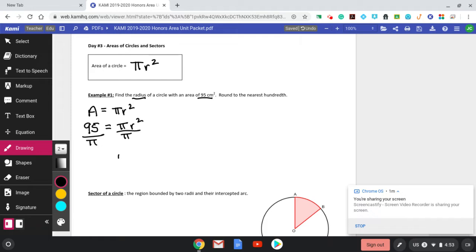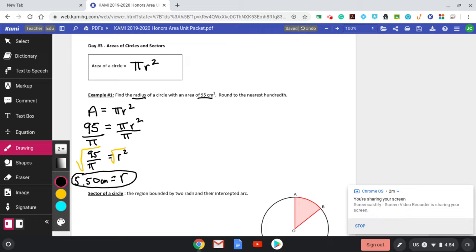I'm just going to keep it as r squared equals 95 divided by pi instead of writing out that full decimal. And then how do I get r by itself? I'm going to take the square root of all of it. Now I'll plug that into my calculator, the square root of 95 over pi, and rounding to the nearest hundredth, I should end up with 5.50. Check it in your calculator. Get up a calculator on your Chromebook right now. 5.50 centimeters, right?